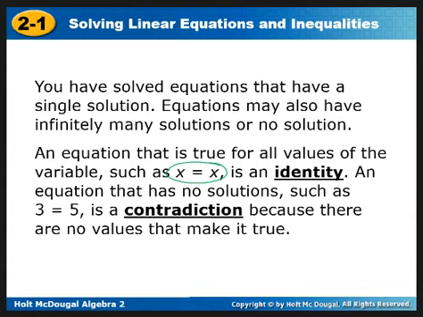Now sometimes you'll even arrive at something where everything cancels and you end up with something that looks like this: 2 equals 2, or it could be any number equal to itself. All right, same situation. That means that there's an infinite number of solutions. Now, on the other hand, sometimes all the variables will cancel out, and you'll be left with constants that arrive at something that looks like this, where you have 3 equals 5. Well, obviously 3 does not equal 5. You've arrived at a contradiction. What that means is that particular equation, whatever you started with, has no solutions.